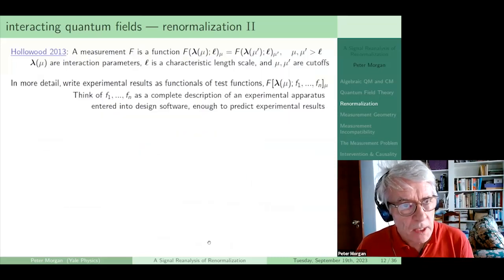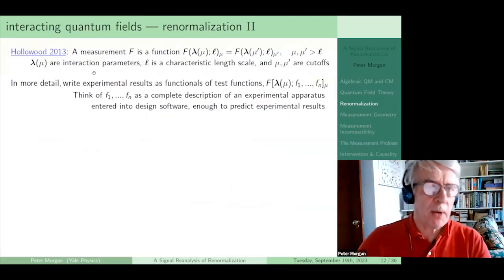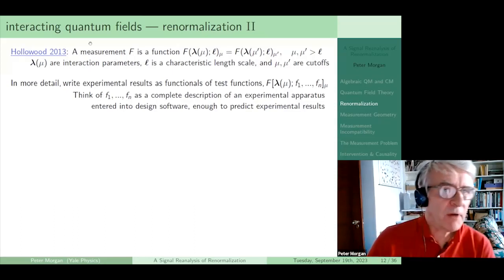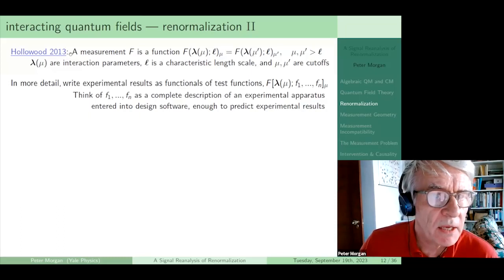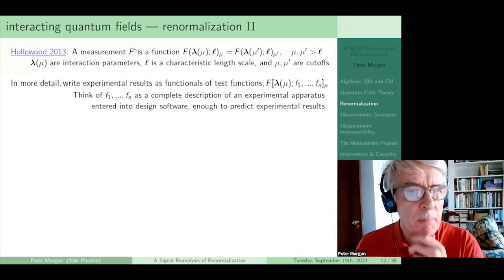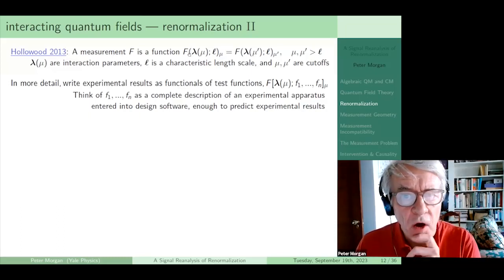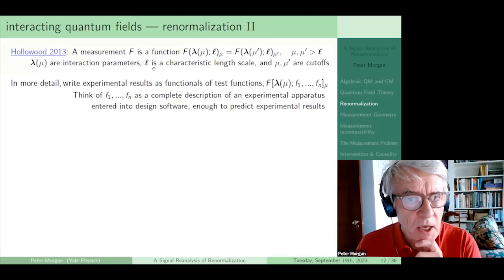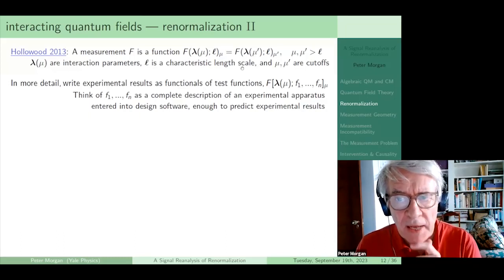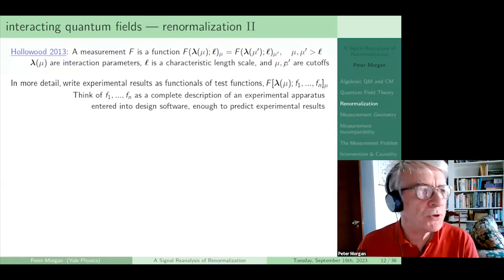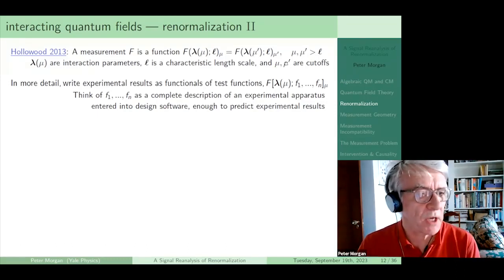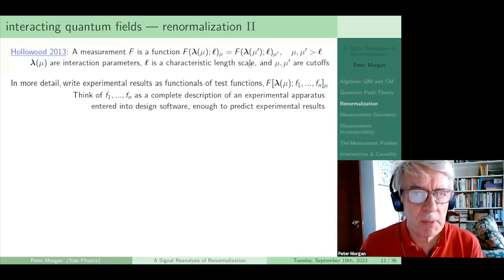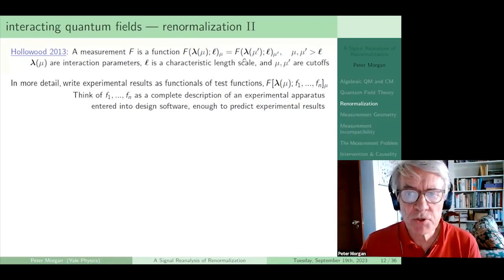If we look also at the renormalization group, I'm going to follow Hollowood's book from 2013, in which he suggests that we think of a measurement F as a function of interaction parameters, of a characteristic length scale, and of either mu or mu prime as 2 different choices of cutoffs. But then, no matter what the choice of cutoffs is, the content of renormalization is that these 2 expressions should be the same.